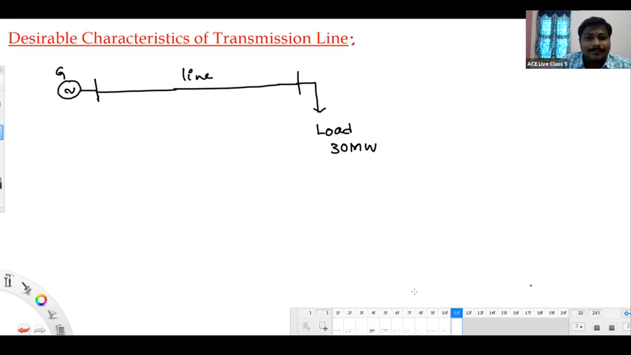Definitely more than 30. Why? It has to supply more than 30 because we have some power loss in the transmission line wire. So this generator should supply a power of more than 30 megawatt in order to meet the power loss as well as the load demand. So is it a desirable thing to supply the power loss of the transmission line?